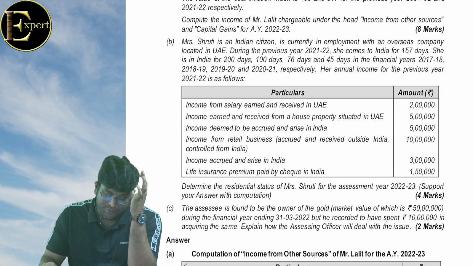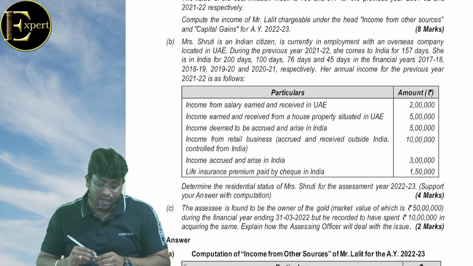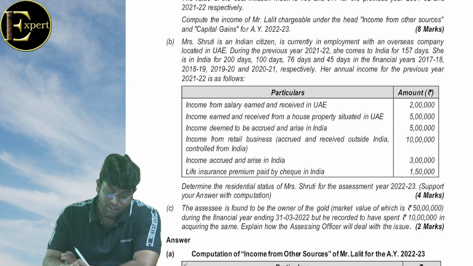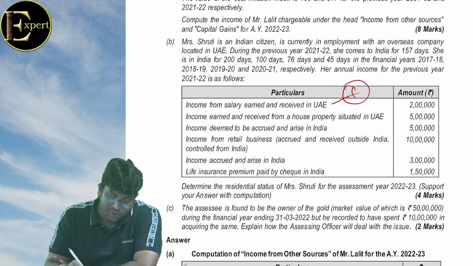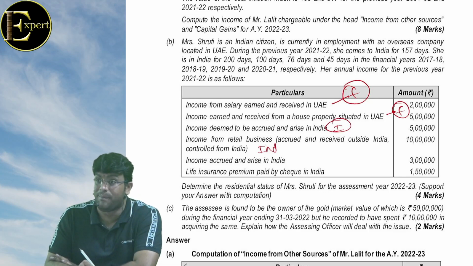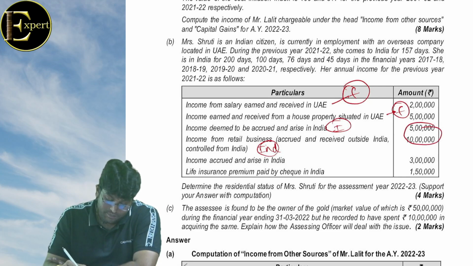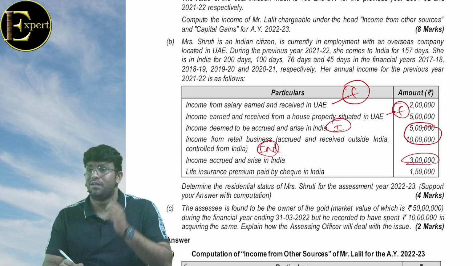Her annual income is as follows. Income from salary earned and received in UAE: this is foreign. Earned and received from property situated in UAE: foreign. Deemed to accrue in India: Indian. Retail business controlled from India: Indian. We will add this also to the 15 lakhs, so 5 lakh plus 10 lakh, how much is it? Income accrued in India 3 lakh, total 18 lakhs.